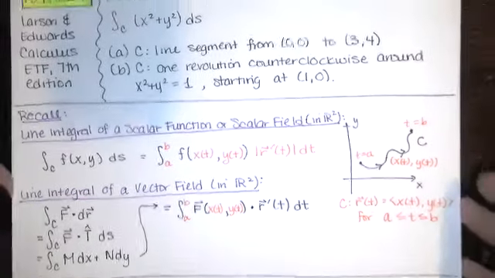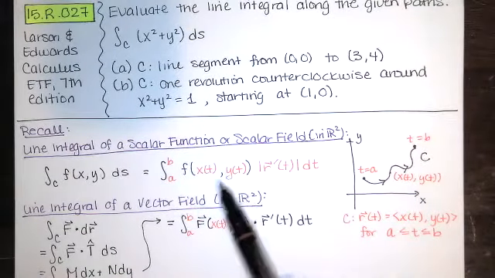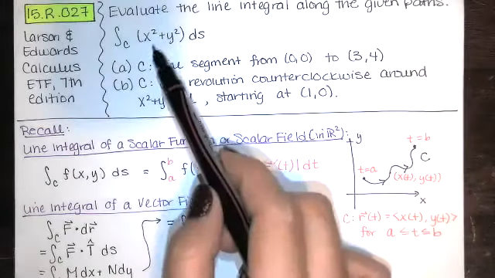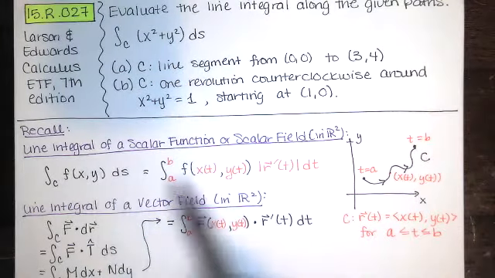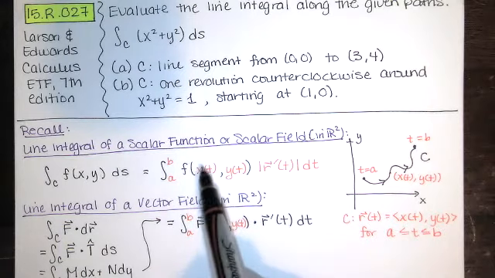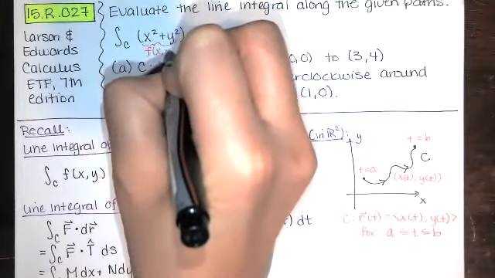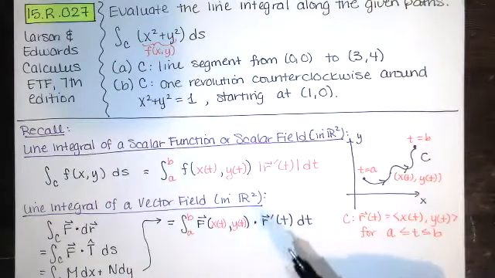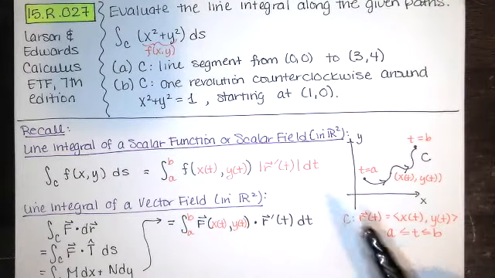Okay, so when I look at this problem, I say to myself, which case am I in? Well, x squared plus y squared is a scalar function. So this is what we're doing. There's no dot product in this problem. We just need x squared plus y squared. That's our f of x, y. Entirely in terms of t, we need the magnitude of r prime of t, and we need to multiply by dt and then evaluate the integral.